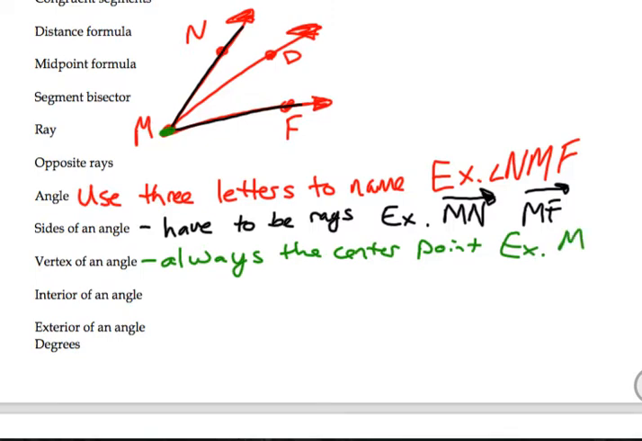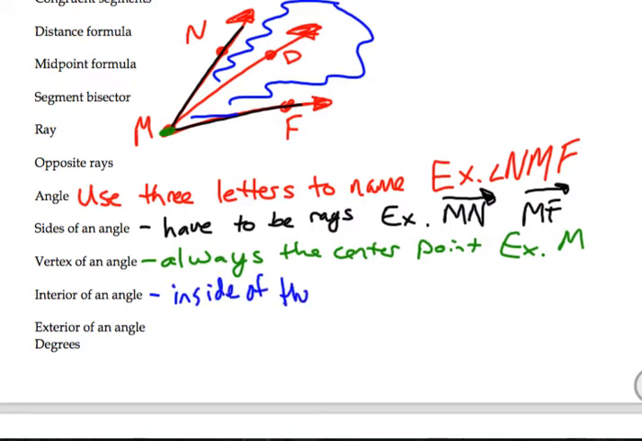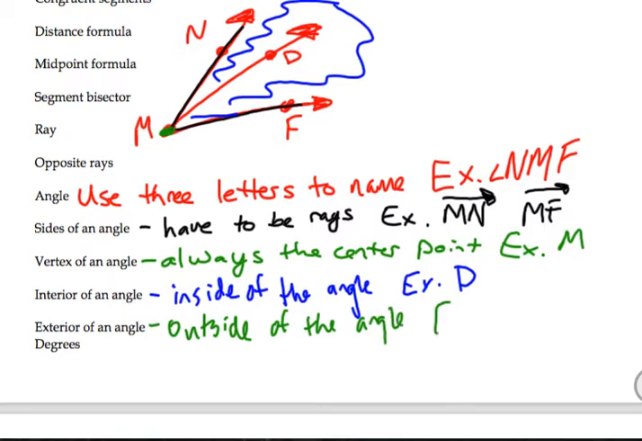Interior of an angle. The interior of an angle is going to be all this stuff in here, on the inside of the angle. So for example, that is point D right now. Exterior of an angle, that's just outside of it. Example, let's put another letter S up here, that's on the outside of it.